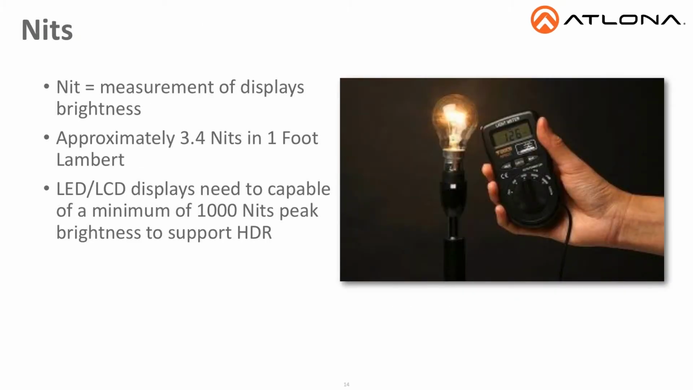Another term we need to get familiar with in HDR is nits. So nits is another measurement of brightness. Now, we've also looked at foot lamberts in the past. We've calibrated in foot lamberts. A standard display is about 100 foot lamberts, which is only 340 nits. And for a display to be HDR, it needs to be a minimum of 1,000 nits in peak brightness so that it has that wider range of whiter whites and blacker blacks.